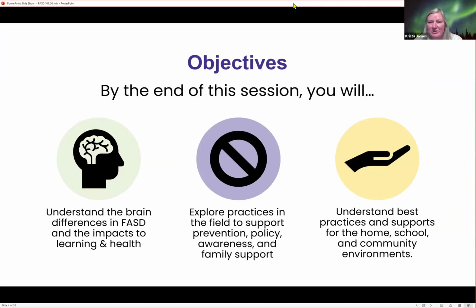So next slide, we're going to talk about our objectives in this training. Hopefully by the end of this training, you understand the brain differences in FASD and the impacts to learning and health. We're also going to look at the best practices in the field that support prevention, policy, awareness, and family support. And we're going to understand those best practices to use in home and school community environments.